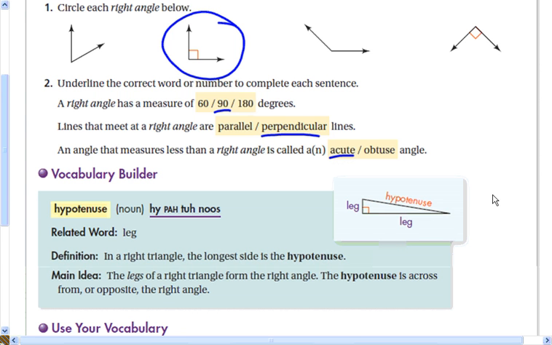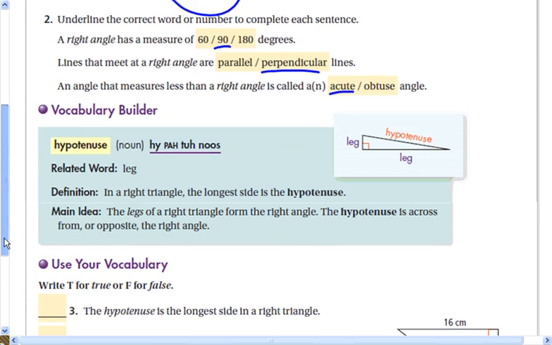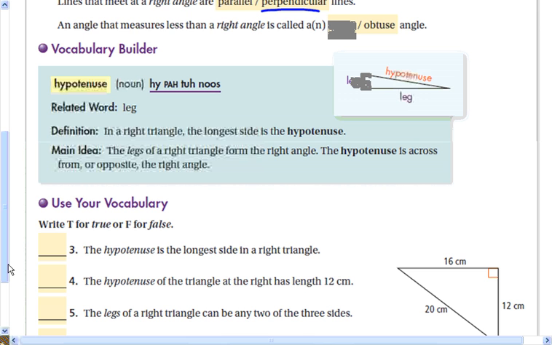Some really important words here that you need to know. In a right triangle, the longest side is called the hypotenuse. And the other two sides, the two shorter sides, are called the legs. The legs always form the right angle in a right triangle. And the hypotenuse is always across from, or opposite, the right angle.